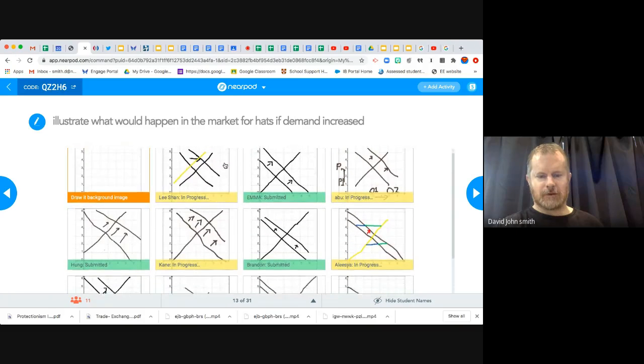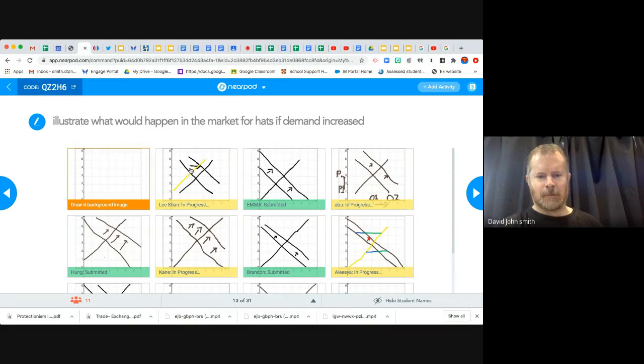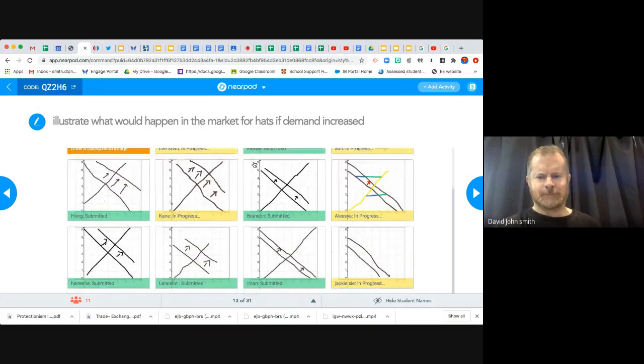Yep, we've shifted the supply curve, have we? Yeah, don't worry, this isn't the last time you're going to be doing this. It's good work, Kane. Keep going.